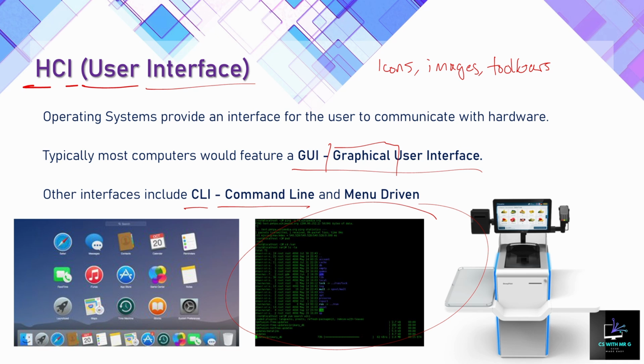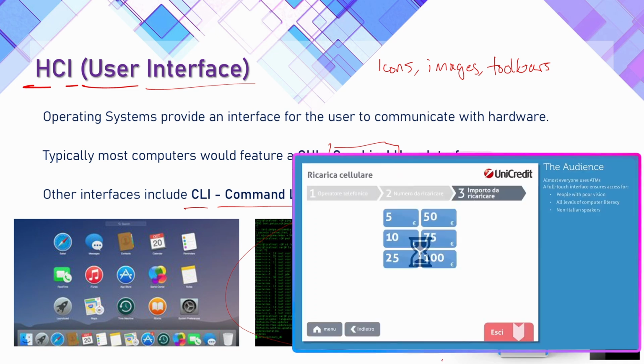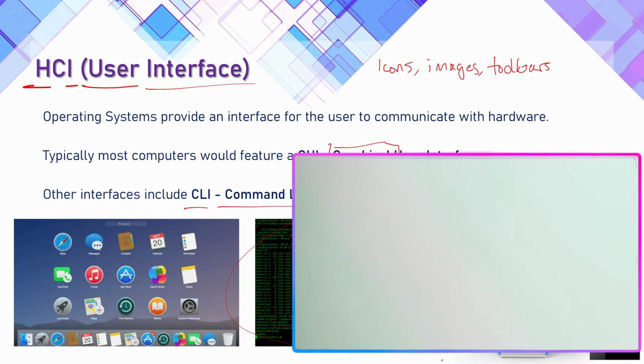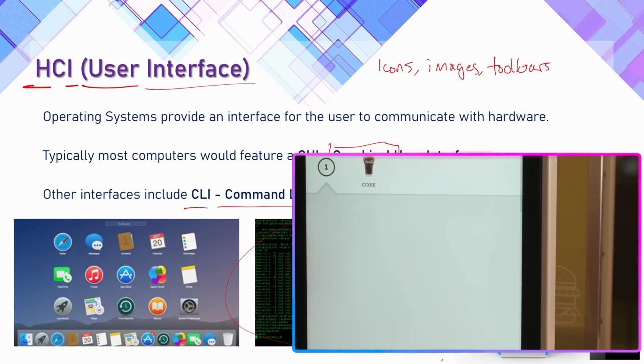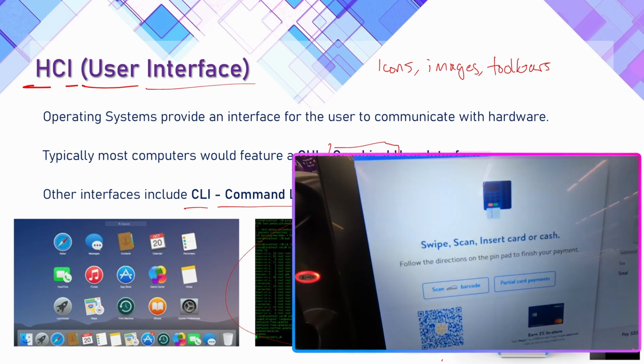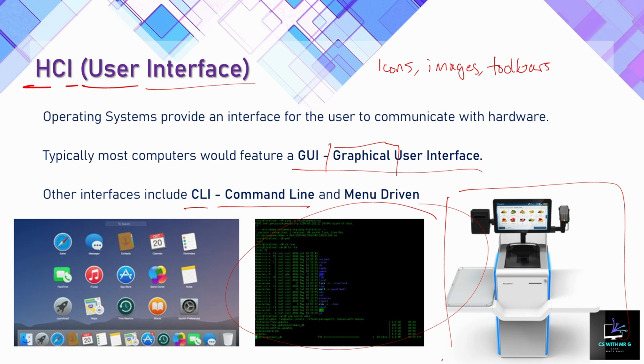And finally, we've got a menu driven interface, which you can see here. If you've ever been to an ATM or a cash machine, the screen that you order your food on in McDonald's or any other fast food restaurant, or even the self-service checkouts in a supermarket, these will have a screen that you interact with where you are limited to the menus installed by this operating system.